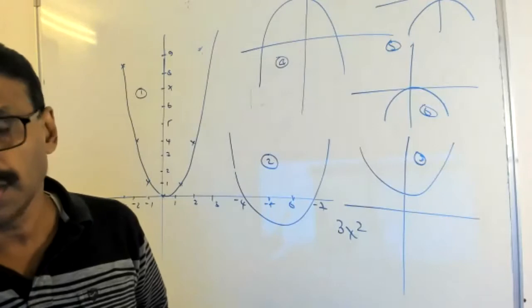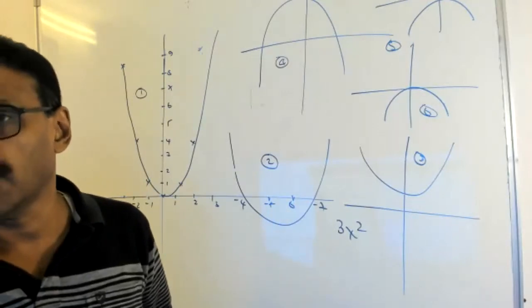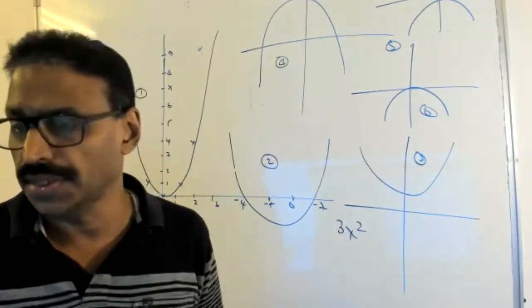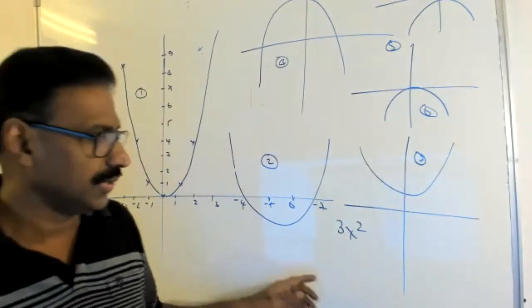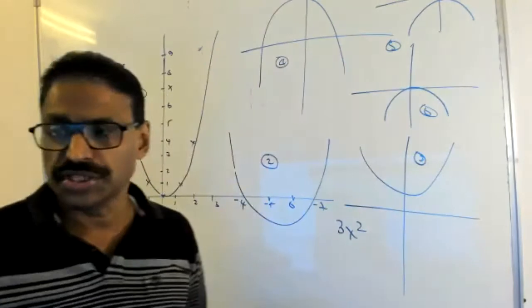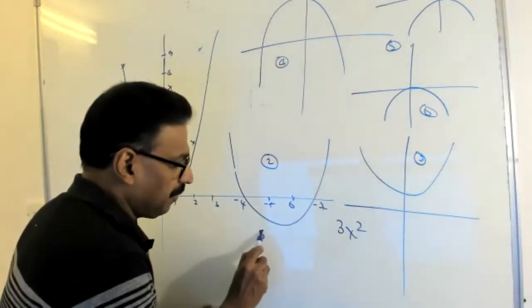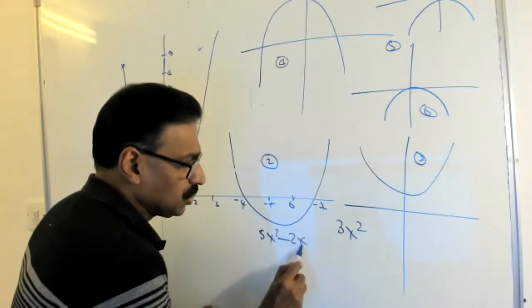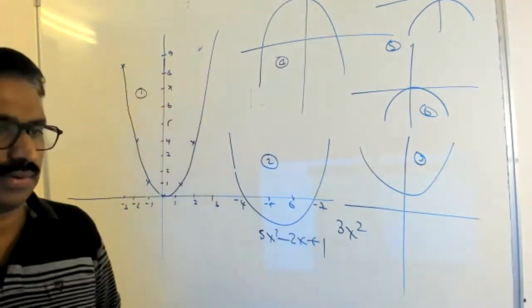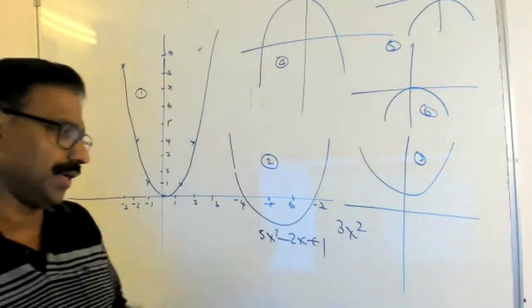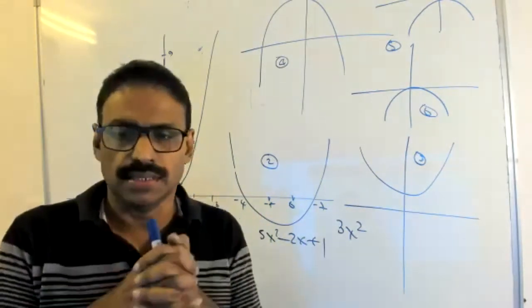Come on. Coefficient of x square is what? Oh, 3. I said A. Okay, that's why I started from the beginning now. The coefficient of x square is 3. Correct? Okay. 5x square minus 2x plus 1. What is the A value here? 5. Okay, the value is 5.